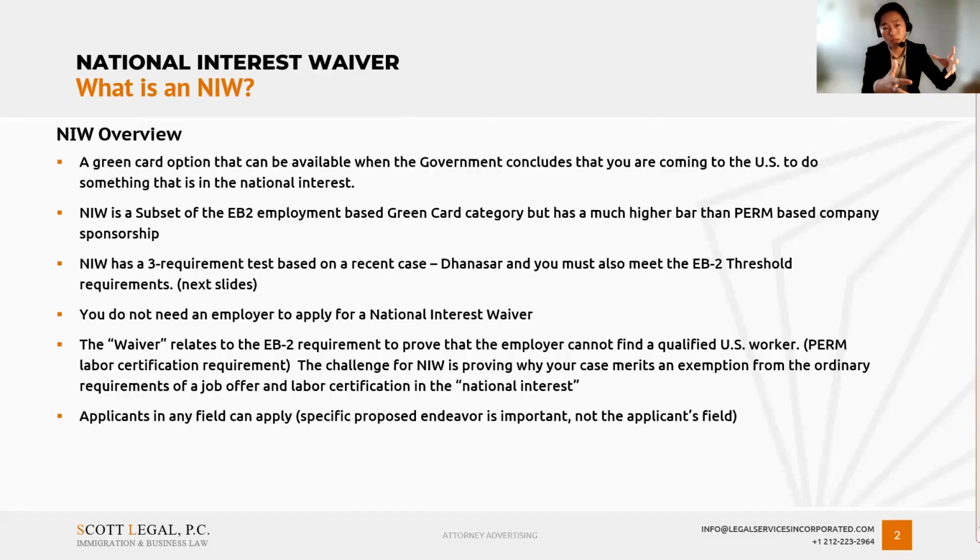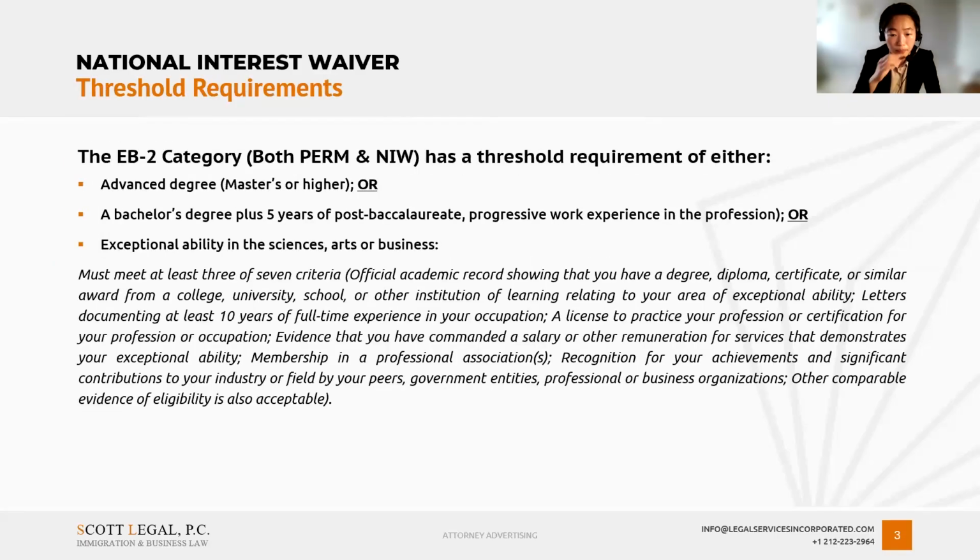But not only do you need to meet that three-prong test promulgated by Matter of Dhanasar, you also need to show the government that you meet the EB2 threshold requirement, which is relevant for all EB2 employment-based petitions. And we'll go on to the next slides and provide a little bit more detail on that. But the way to meet the EB2 threshold is by showing that you have a master's degree in your field, or a bachelor's degree plus 5 years, that's also considered equivalent to a master's degree, or that you have exceptional ability in the sciences, arts, or business.